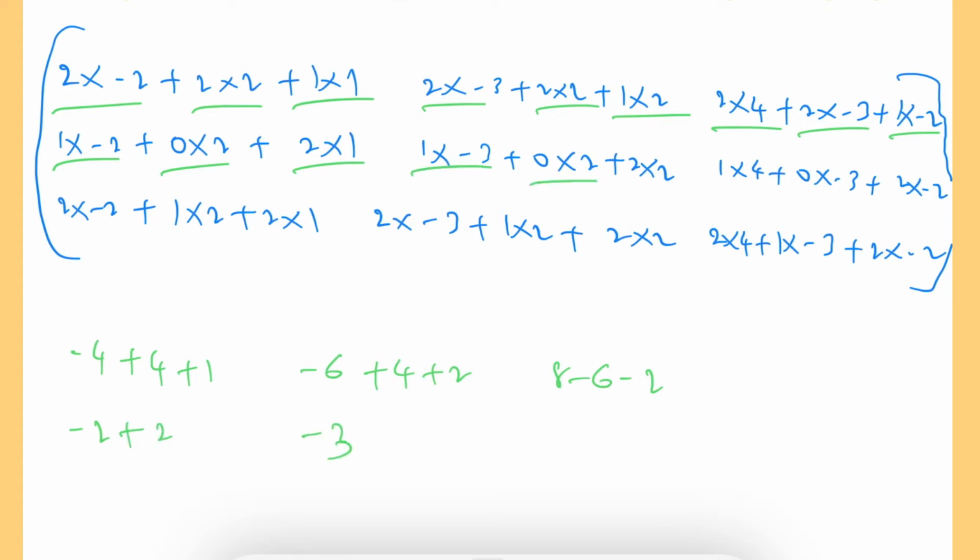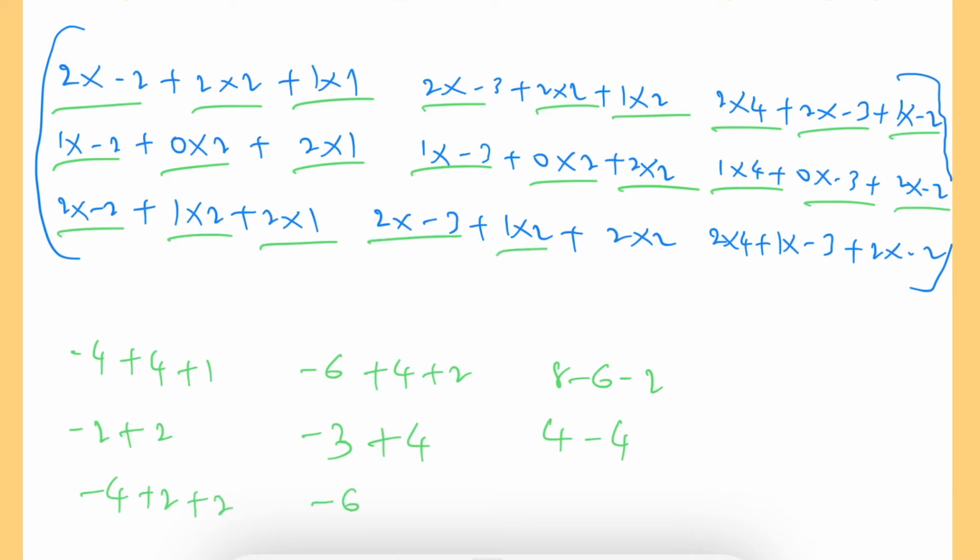0 into 2, 0. 2 2s are 4. 1 into 4, 4. 0 into minus 3, 0. 2 into minus 2, minus 4. 2 into minus 2, minus 4. 1 into 2, 2. 2 into 1, 2. 2 into minus 3, minus 6. 1 into 2, 2. 2 into 2, 4. 2 into 4, 8. 1 into minus 3, minus 3. 2 into minus 2, minus 4.